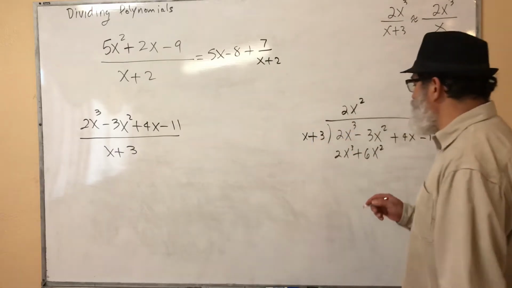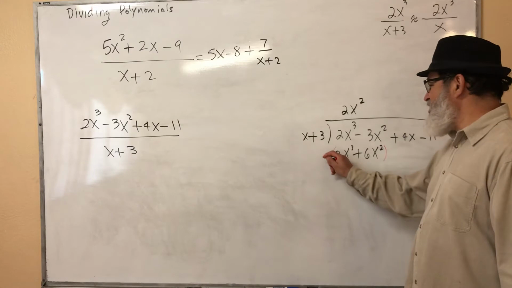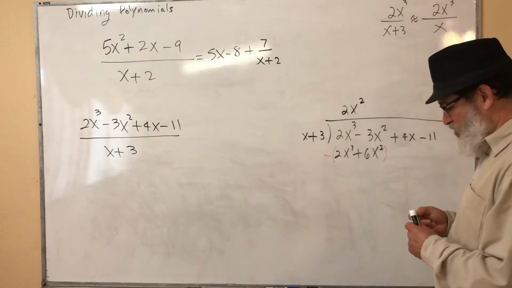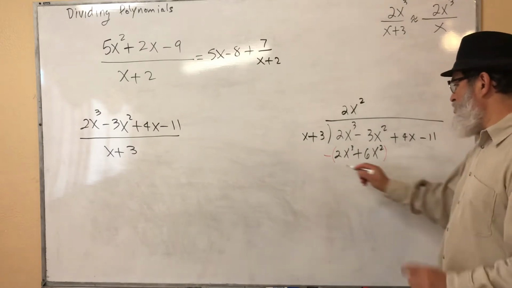Step number 3, subtract. So this is the way I do it. Subtract right there. I put a negative in front and I use parentheses. Okay, subtract.